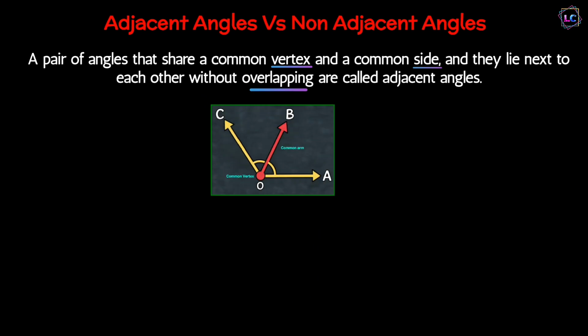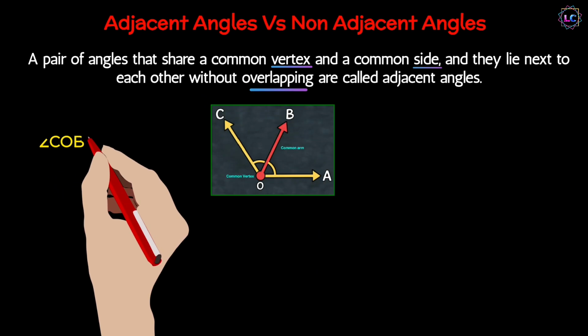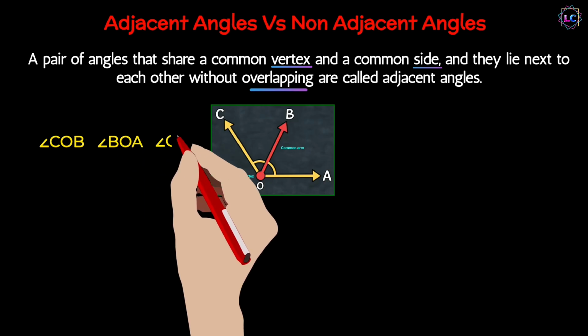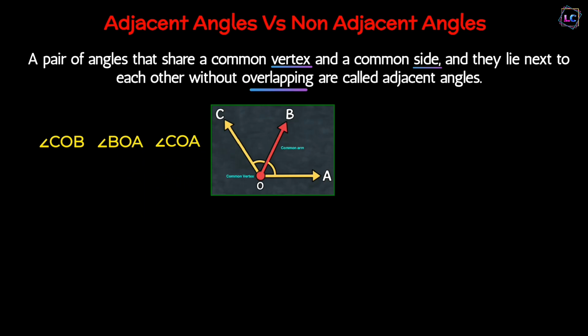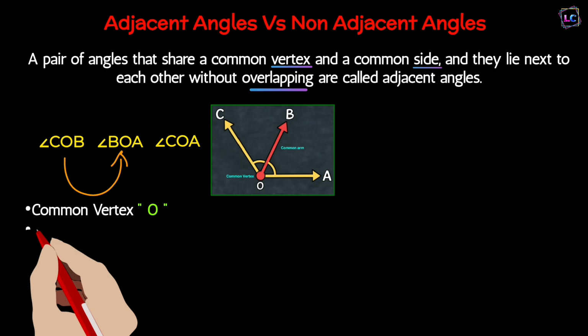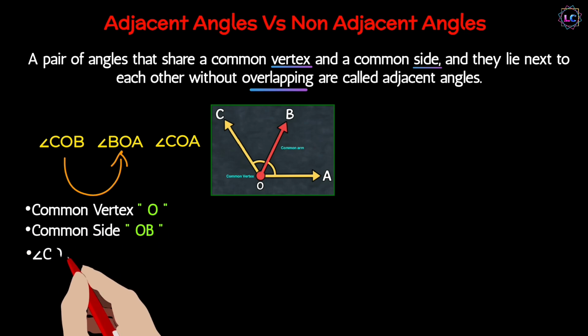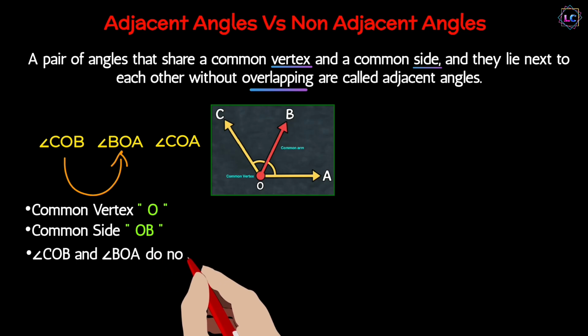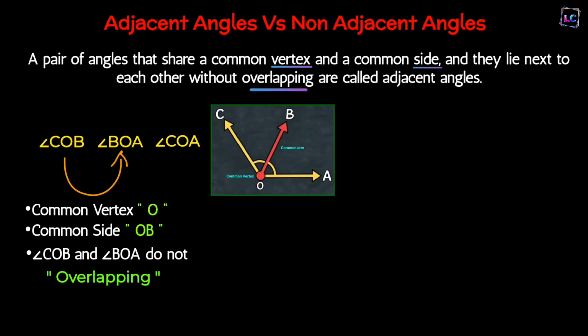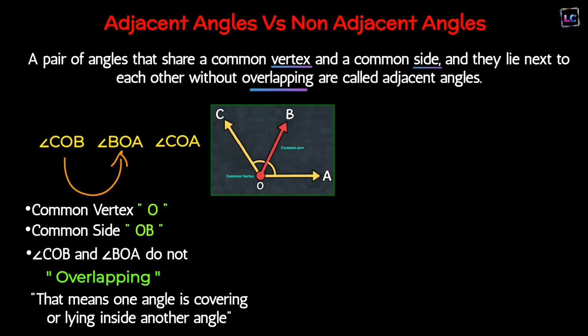In the following diagram, we see three angles: angle COB, angle BOA, and angle COA. If we compare angle COB and angle BOA, first, both angles share the common vertex, which is point O. Second, they share a common side, which is OB. And most importantly, angle COB and angle BOA do not overlap, and these two angles are also next to each other. That means neither angle is covering or lying inside the other. So we can say, angle COB and angle BOA are adjacent angles.